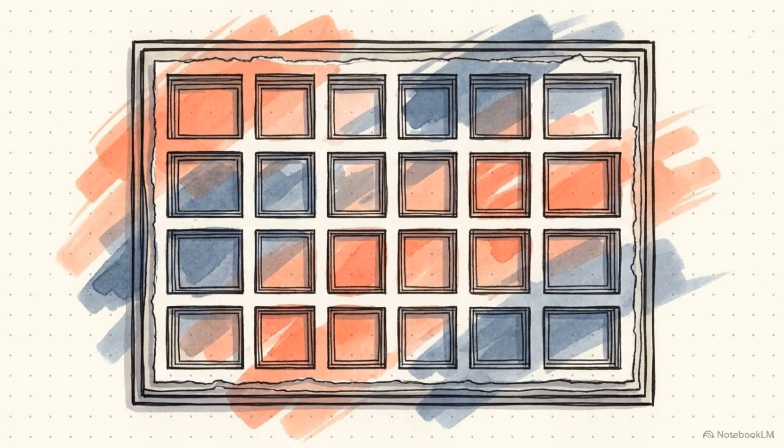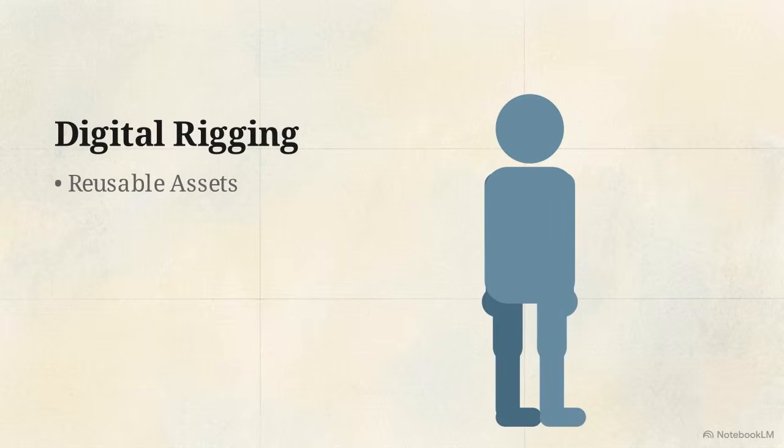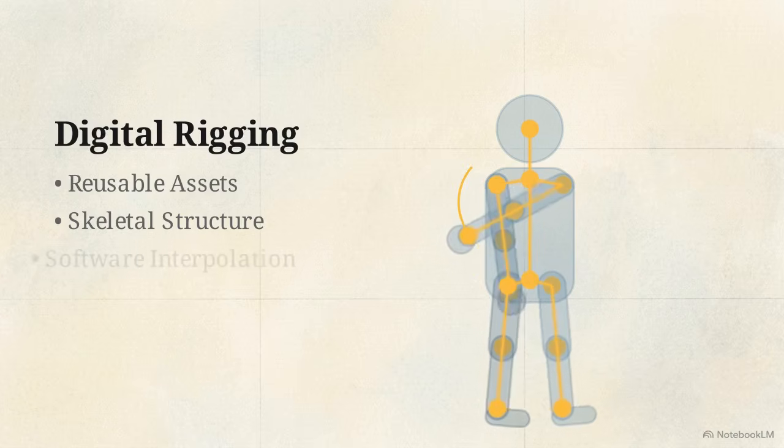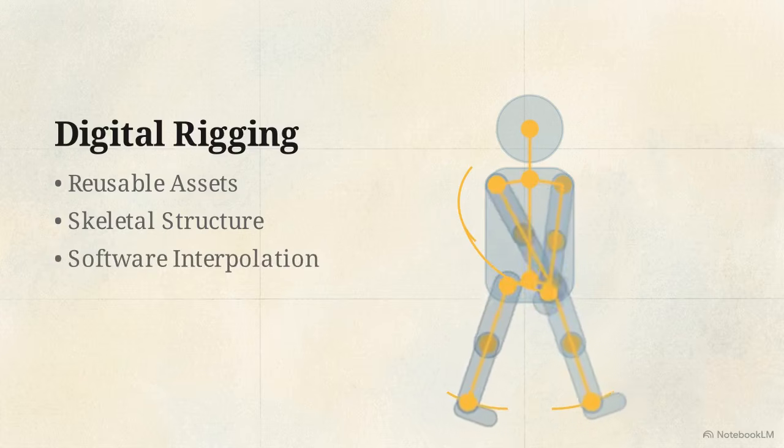To keep budgets manageable, studios often rely on specific stylistic choices. Two-dimensional motion graphics, for instance, utilize digital rigging. Artists build characters like digital puppets, allowing them to manipulate movements without drawing every single frame by hand.